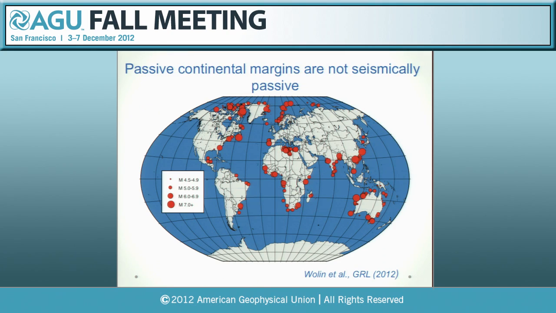Now, here is a figure from the Bollinger et al. GRL paper that shows seismicity in the passive continental margins all over the world. So you see that there are quite a few magnitude 6 and above earthquakes, and also a few magnitude 7 earthquakes. So in fact, passive continental margins are not passive at all.